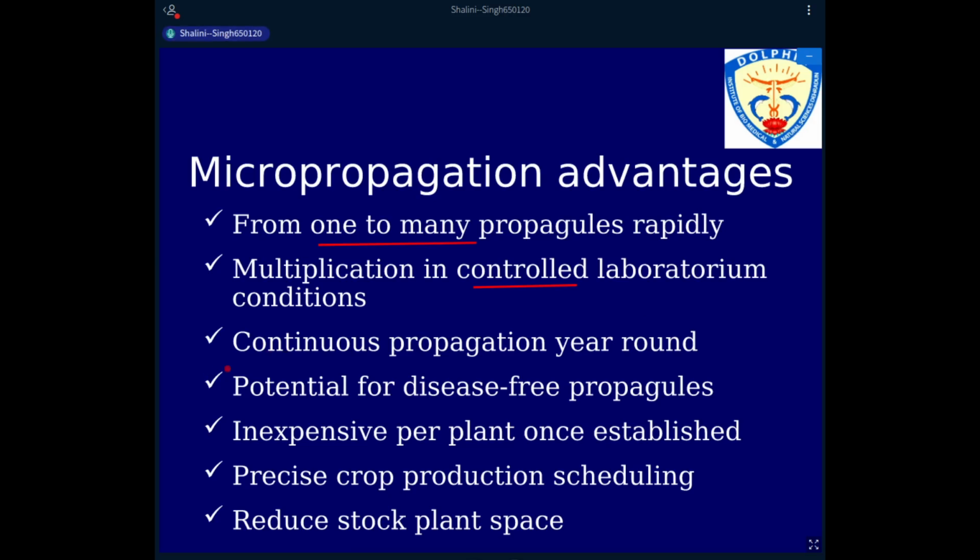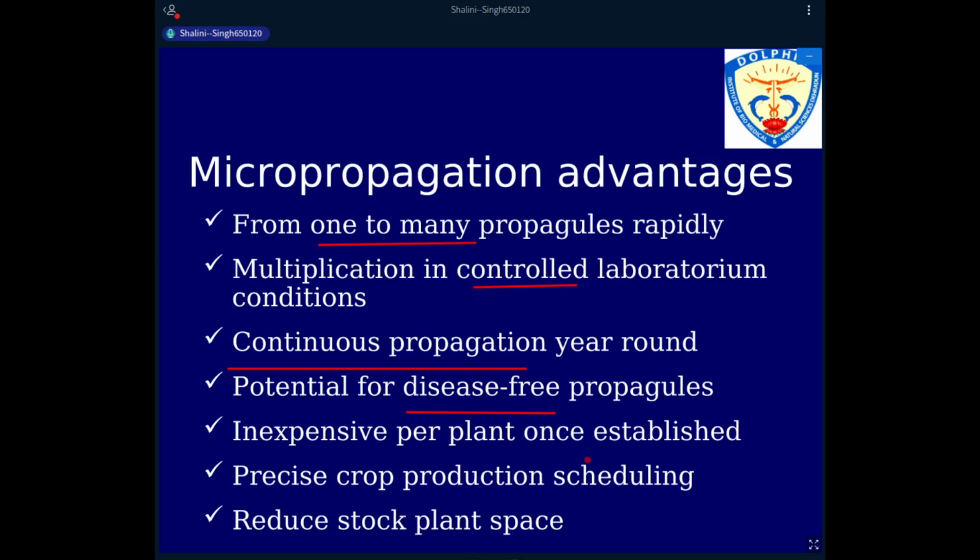Then continuous propagation year around. That is again one more advantage of micropropagation, that you have your plant material, ready plant material, the whole year because there is no environmental constraint. Then you have all plant material which is disease free. That is one requisite in plant tissue culture. If disease pathogen is present there, it will not let your plant grow. So if your plant is growing, it is disease free.